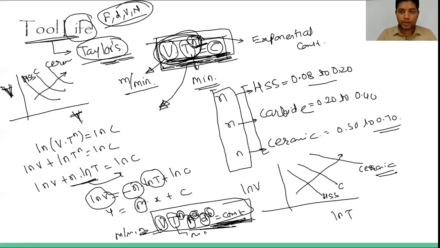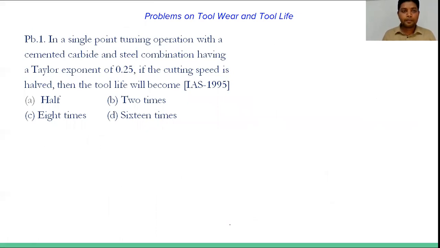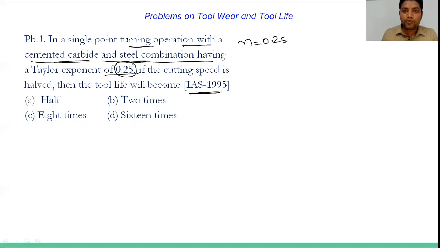Yeah, this we have already discussed. Okay, so let's move to the problem. In a single point cutting tool turning operation, this question was asked in the IAS 1995. In a single point turning operation with a cemented carbide and steel combination, this tool is basically made up of the combination of cemented carbide and steel. And the Taylor exponent, the value of n, is given, that is 0.25.